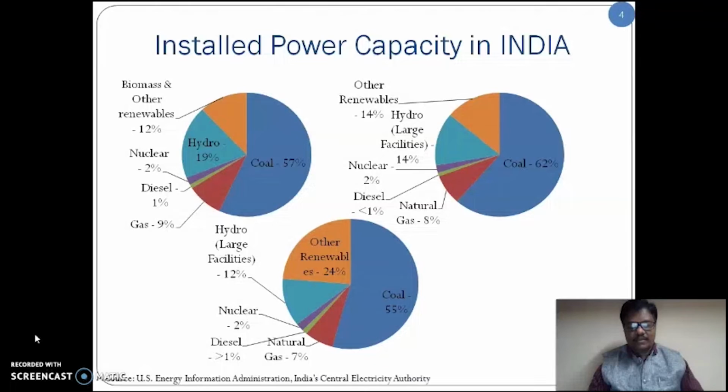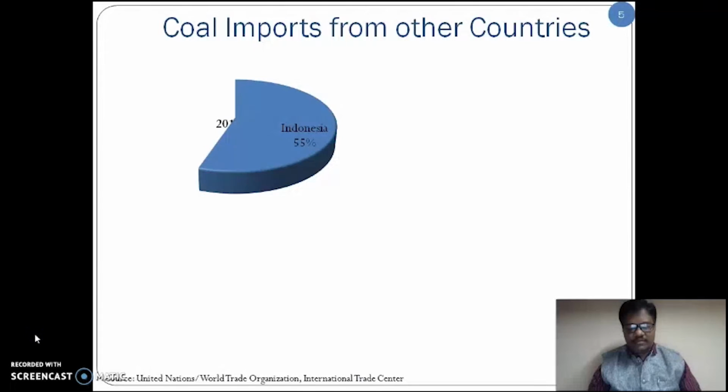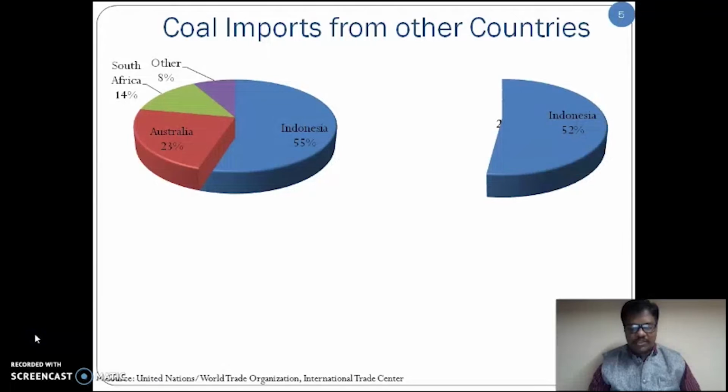Coal imports from other countries by India: in 2012, India purchased coal from Indonesia 55% out of 100%, from Australia 23%, from South Africa 14%, and from other countries 8%. Similarly, in 2015, India purchased coal from Indonesia 52%, from Australia 23%, from South Africa 17%, and from other countries 8%.